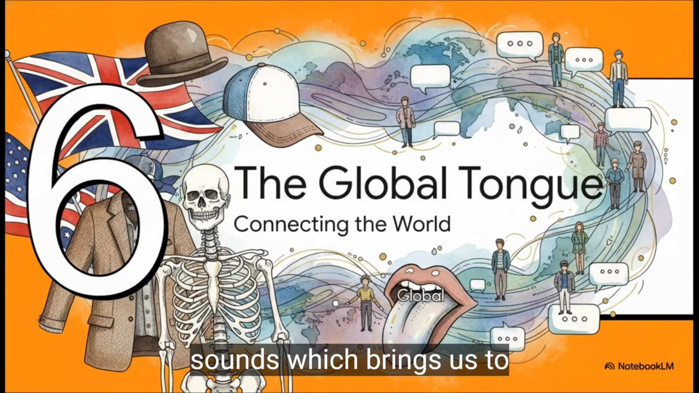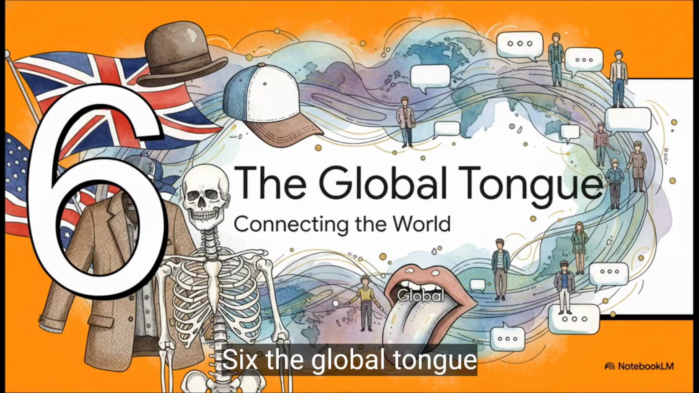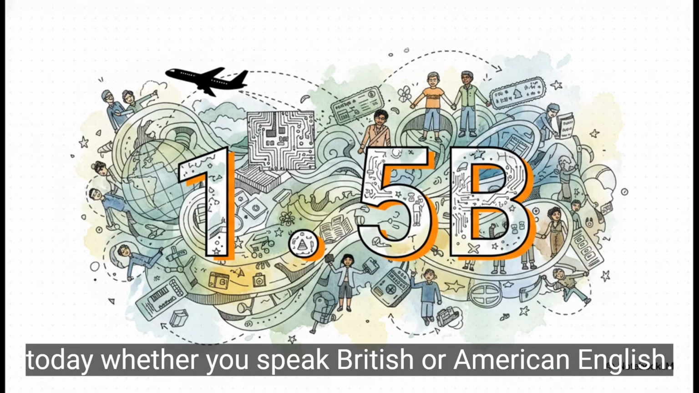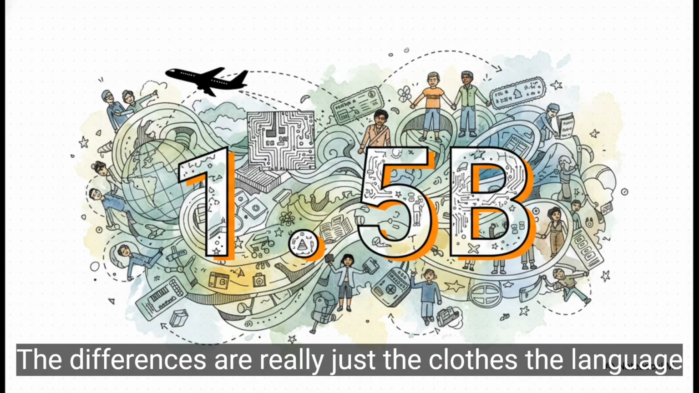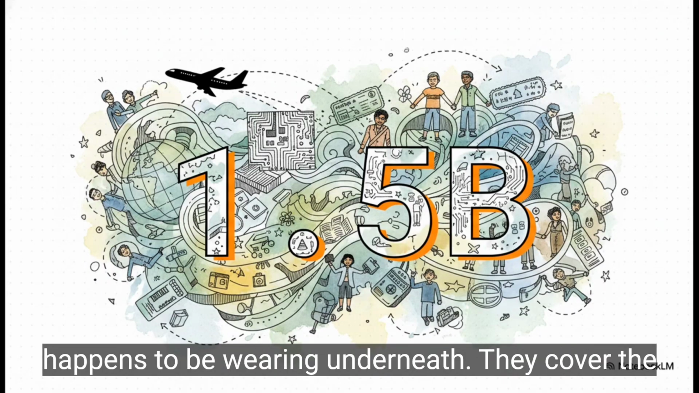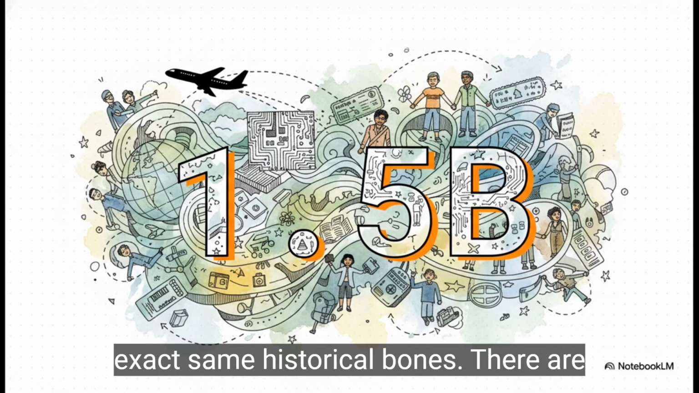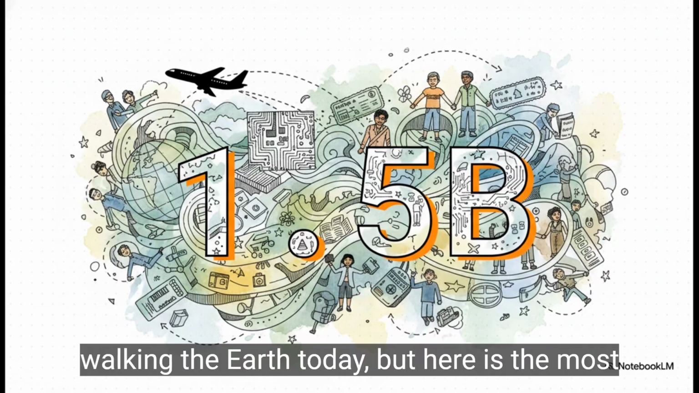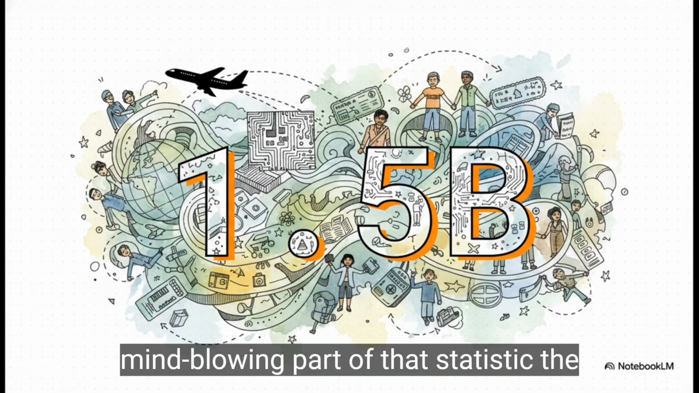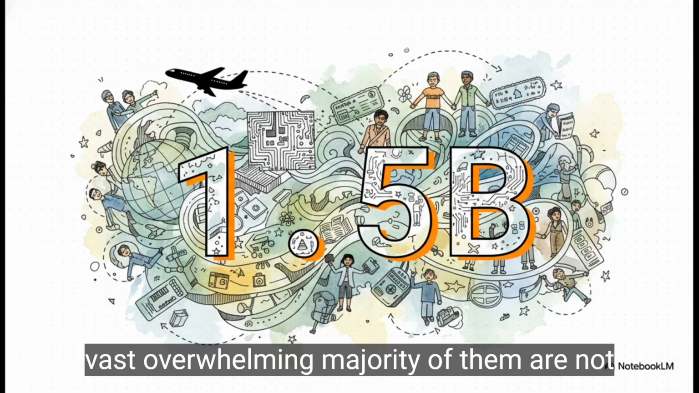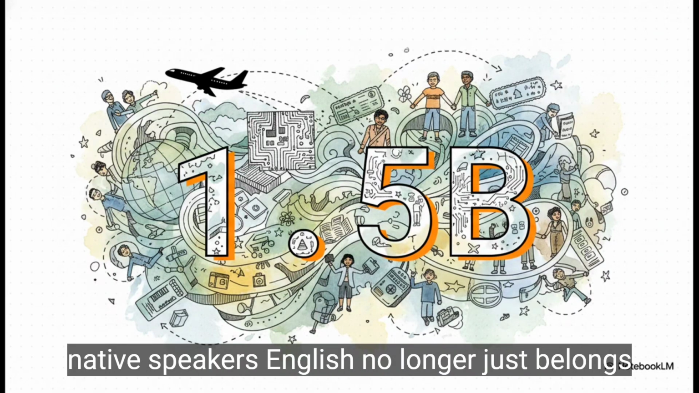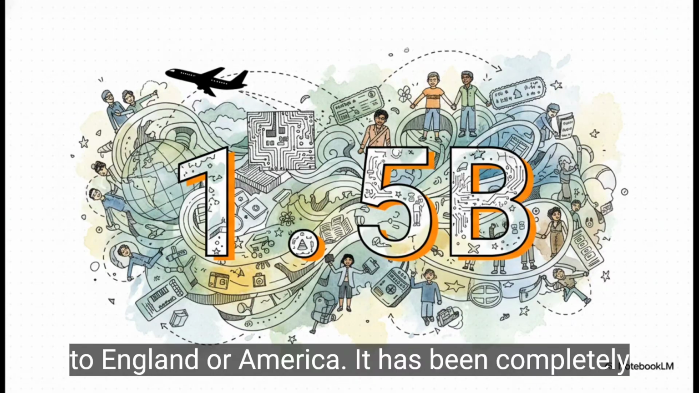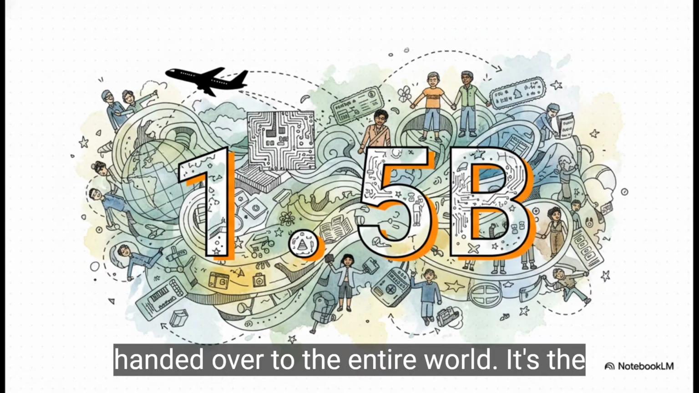Which brings us to our final era, Part 6, the global tongue. Today, whether you speak British or American English, the differences are really just the clothes the language happens to be wearing. Underneath, they cover the exact same historical bones. There are roughly 1.5 billion English speakers walking the earth today. But here is the most mind-blowing part of that statistic. The vast, overwhelming majority of them are not native speakers. English no longer just belongs to England or America. It has been completely handed over to the entire world.